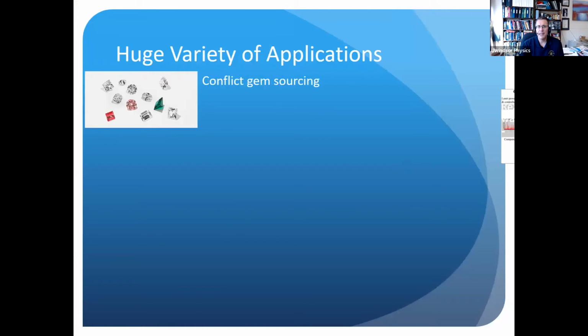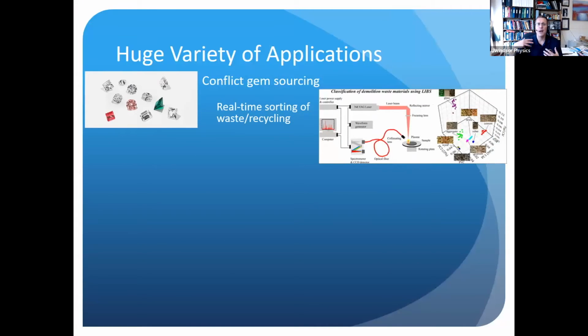Gosh, there are so many applications. This is why I love it. Two of my students and myself are going to a big science conference called SciX at the beginning of October. I've seen people using LIBS to identify where conflict gems come from. They can actually tell the mountain that a diamond was harvested from. There's also real-time sorting of waste and recycling being built in Germany for assembly lines moving at meters per second. The laser is just flying all over it, identifying every piece of metal in sight.